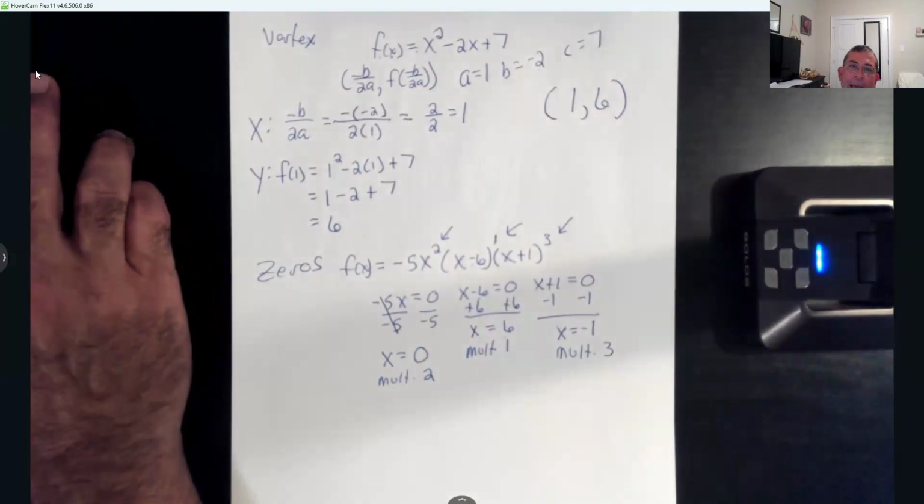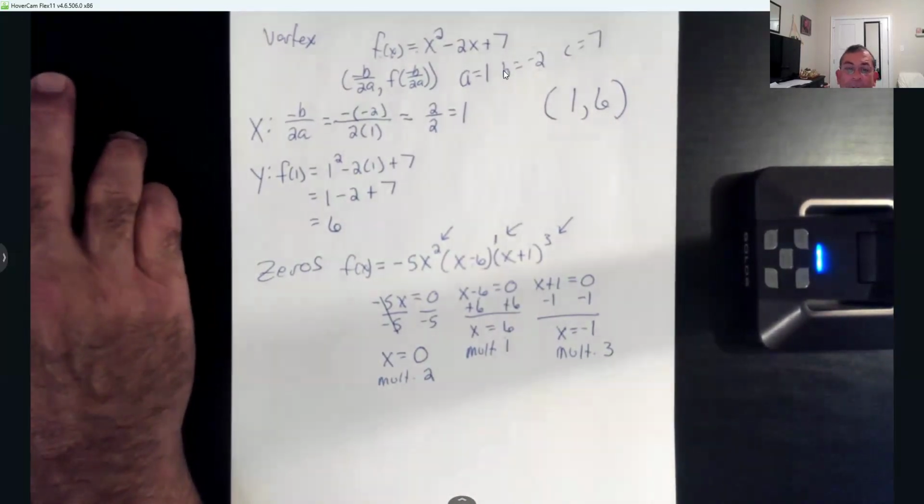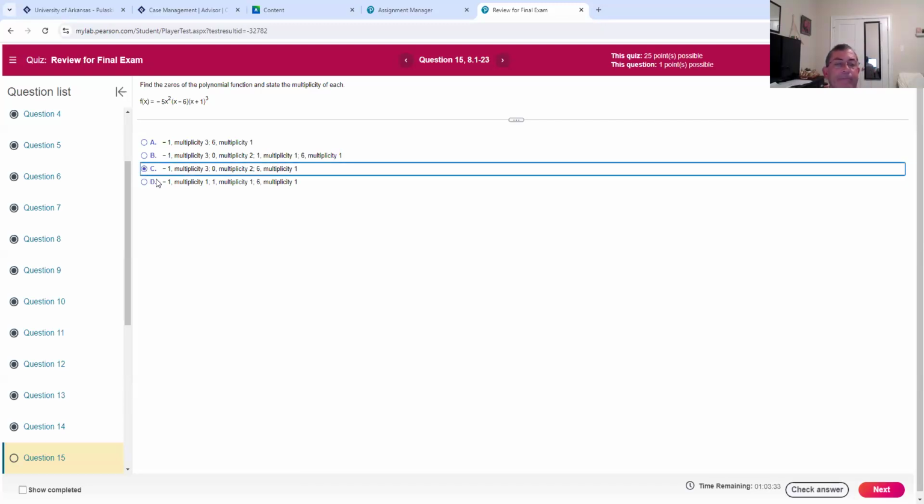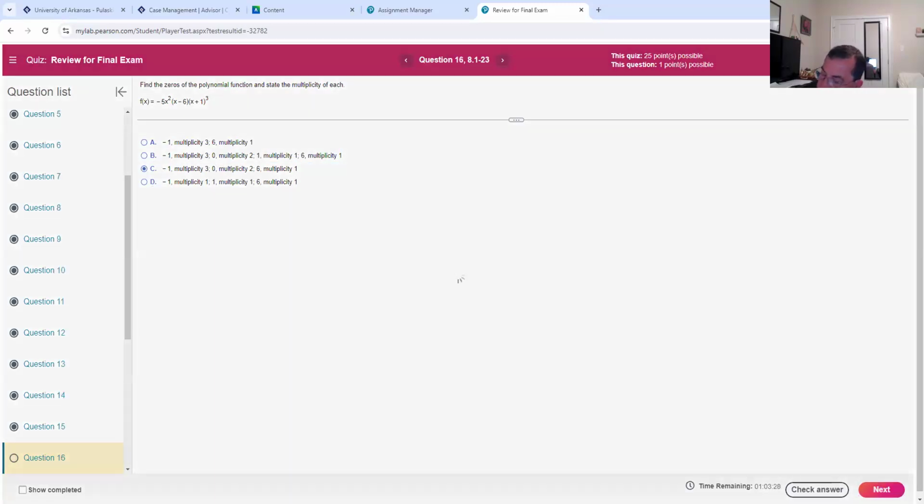So y'all, let's go find that and see I had three zeros. So it's either going to be C or D. So let's see. They got negative 1, 3. That's what I had. 0, 2 I had. And then 6, multiplicity 1. So we would go with C. All right, y'all, moving on.